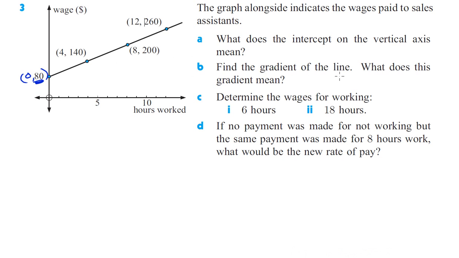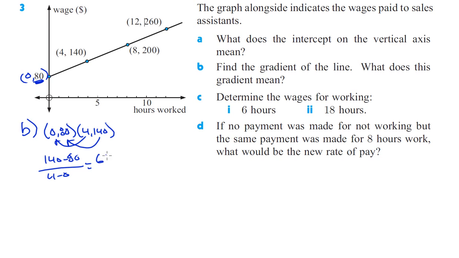Part B, find the slope of the line. What does this slope mean? Since this is a straight line, we can use any 2 points. To make our life a little easier, I'm just going to use (0, 80) and (4, 140). You can use any 2 of these points that you want, I just elected to use these 2. So 140 minus 80 over 4 minus 0. 140 minus 80 is 60, 4 minus 0 is 4, so that gives us 15.